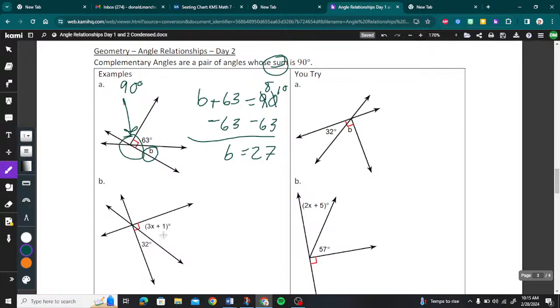So we make it a little bit more complicated by including an expression. So we go 3x plus 1 plus the other angle of 32, and that again would equal 90. We must simplify the left-hand side first, so 3x plus 33 equals 90. We subtract 33 from both sides. 90 minus 33 is 57. We divide both sides by 3. 57 divided by 3 is 19.